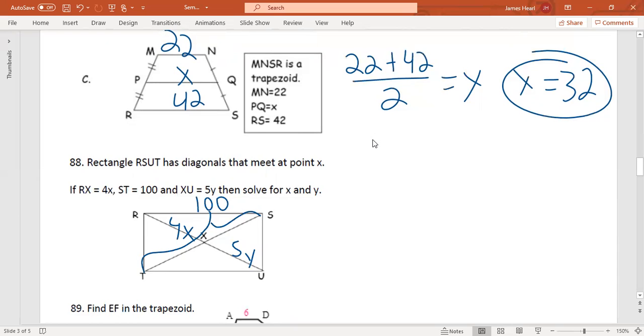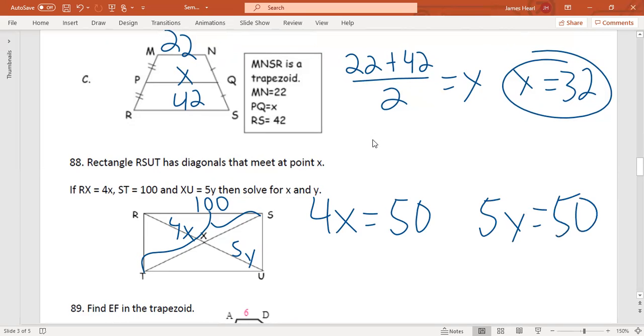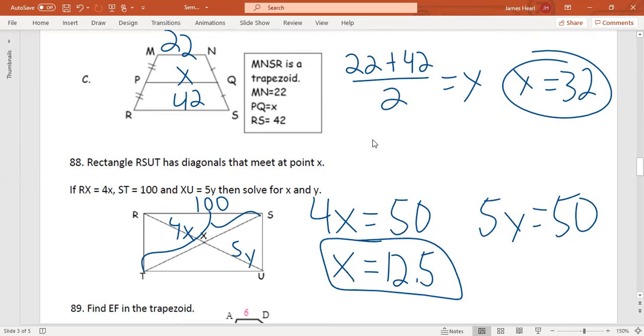The key is realizing that the diagonals of a rectangle have to be congruent to each other, and they also bisect each other. So the 4x is half of the rectangle's diagonal, 50, and the 5y is also half of the rectangle's diagonal, 50. If we divide 50 by 4, we'll get 12 and a half for x. And if we divide 50 by 5, we'll get 10 for y.